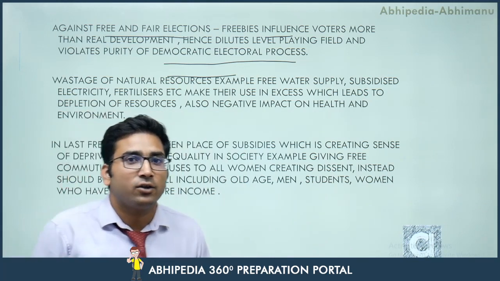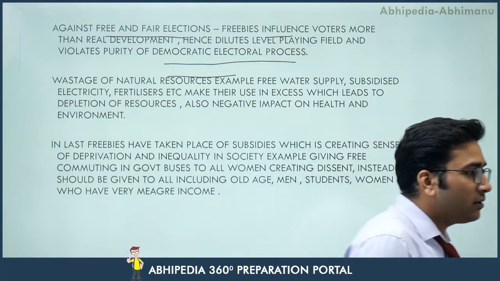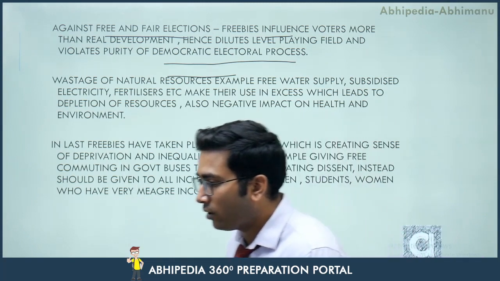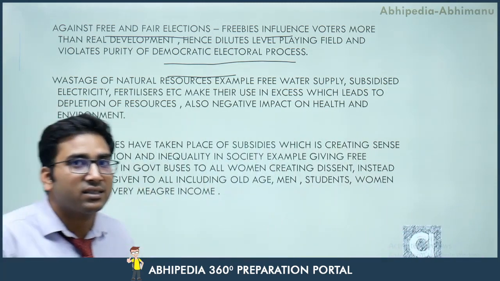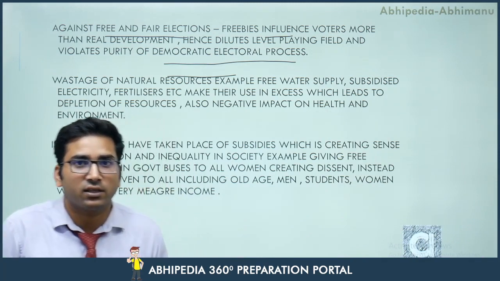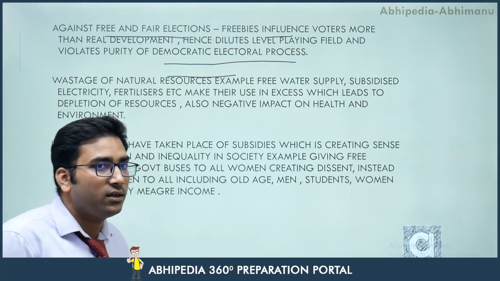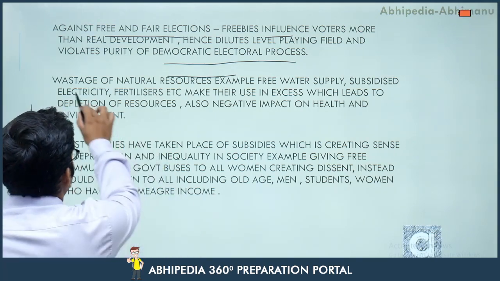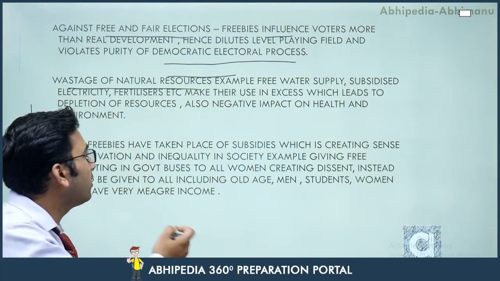It led to a voting system where money plays a lot of role, where nepotism plays a lot of role, where corruption plays a lot of role, right? So it is against the democratic electoral process when we use political freebies in India, whether it is the center or the states. Then, wastage of natural resources. This is the link of polity with the environment.